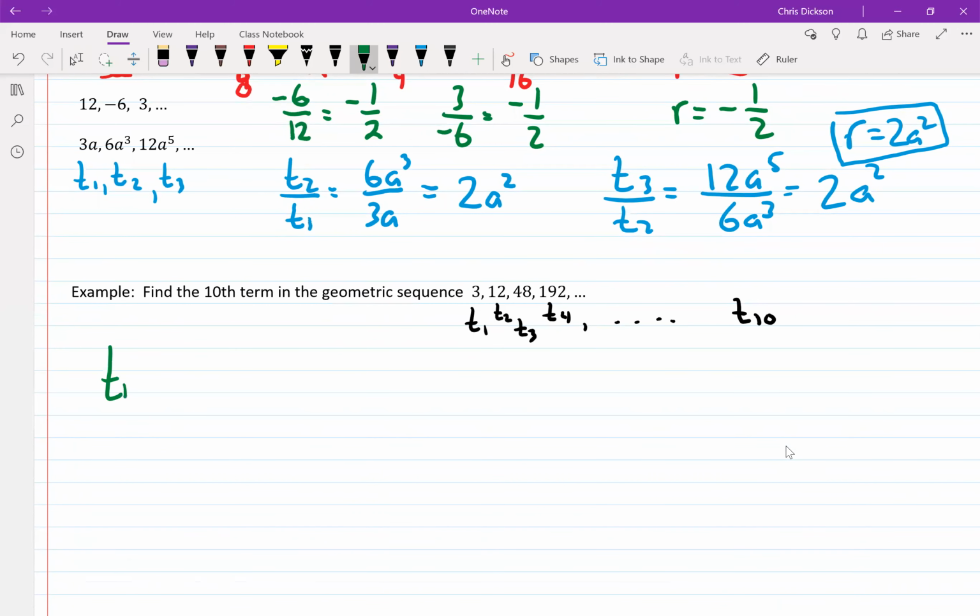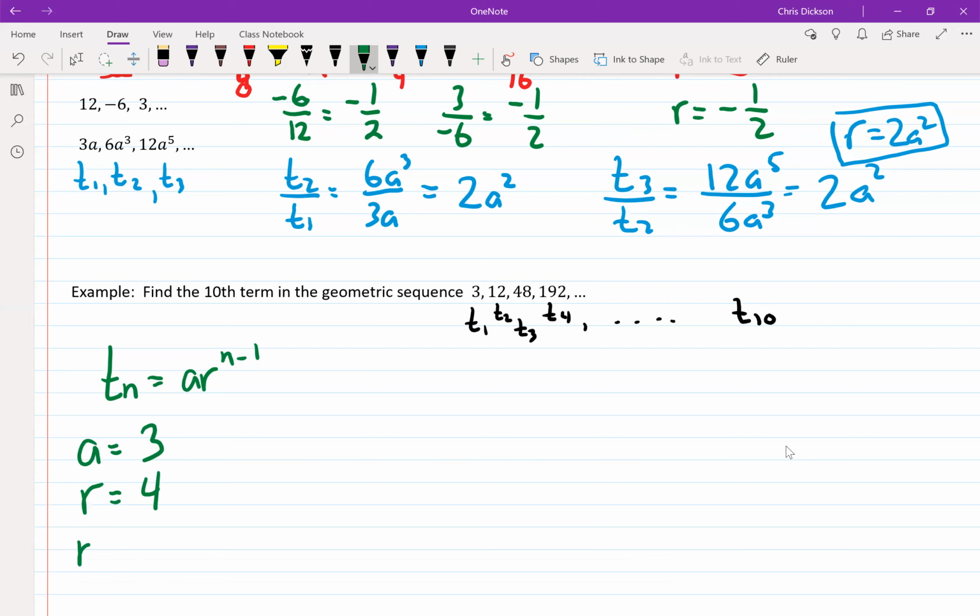So we know Tn is equal to AR to the n minus 1. And we know A is our first term, which is 3. And so what's our common ratio here? Well, I know 12 divided by 3 is 4. 48 divided by 12 is 4. And I'm thinking 4 times 48 would be 192. So it seems like our R value here is definitely going to be 4.